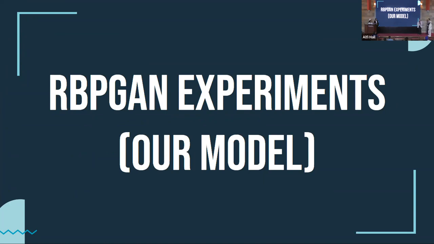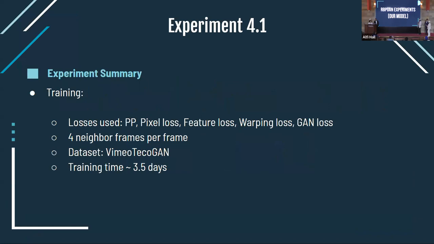So after we integrated our model, which has RBPN as the generator and the discriminator of TecoGAN, the model is now ready for some experiments. The first experiment is that we used all the losses we mentioned, which are the ping pong loss, the pixel, the feature, warping, and GAN loss, of course. We used 4 neighbor frames per each frame. To remind you, the neighbor frames are the frames that are just before and after the frame we are interested to generate high resolution for.